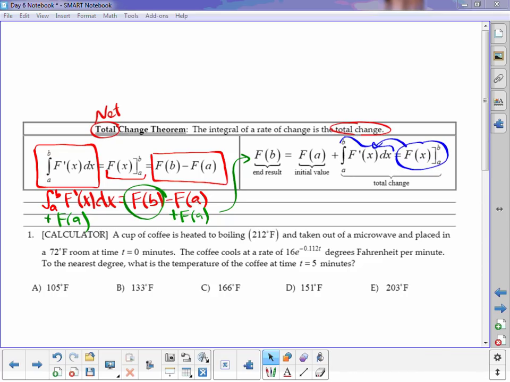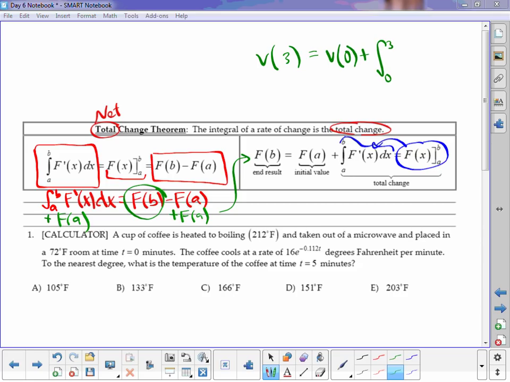So if I want to know, let's just say, for example, let's go with my velocity at, say, 3 seconds. My velocity at 3 seconds. This would be equal to my starting velocity, that initial value. We'll just say our starting point was 0. Plus how much it changed from 0 to 3 seconds.